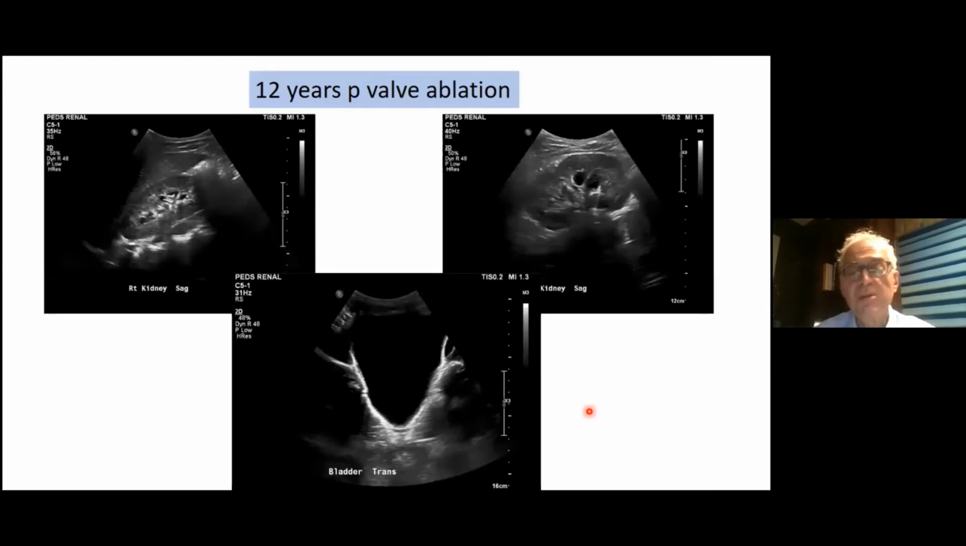So the reason I show this case when I did the resident lecture was this is the kid, I saw this kid 12 years after his valve ablation, and this is what he looked like at age 12. Remember that kidney looked so horrible? This is his right kidney, same kid, left kidney, same kid, some caliectasis still, but no significant hydro. But now he's got a big, huge, relatively poorly emptying bladder.